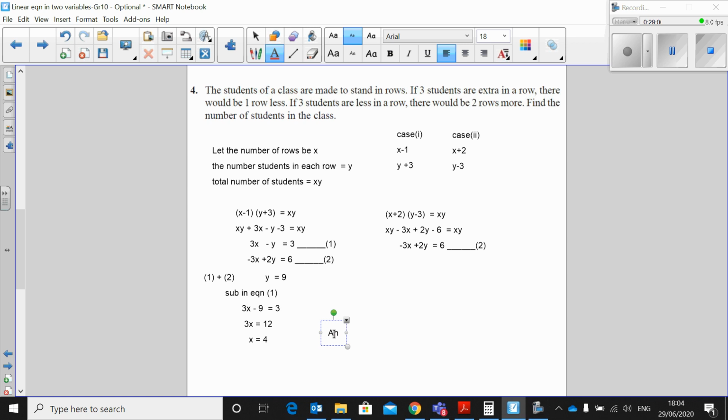So let us have the answer. Please be careful about it: number of rows is 4, number of students in each row is equal to 9, and total number of students in the class is equal to 9 times 4, which is equal to 36. You can directly write it; just for your understanding, I'm writing 9 into 4, which is equal to 36. Any doubt?